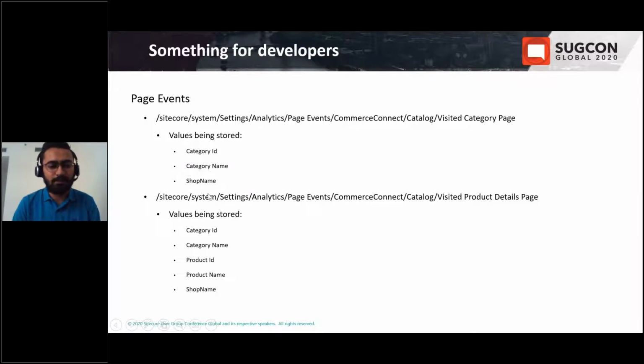This can be later retrieved to show on your analytics reports, to show on your experience profile dashboard, or to utilize in your custom personalization condition as well, for which kind of category this particular contact has visited. So you can use this data. You need to be mindful of what is getting stored, so that's how you can retrieve that later.